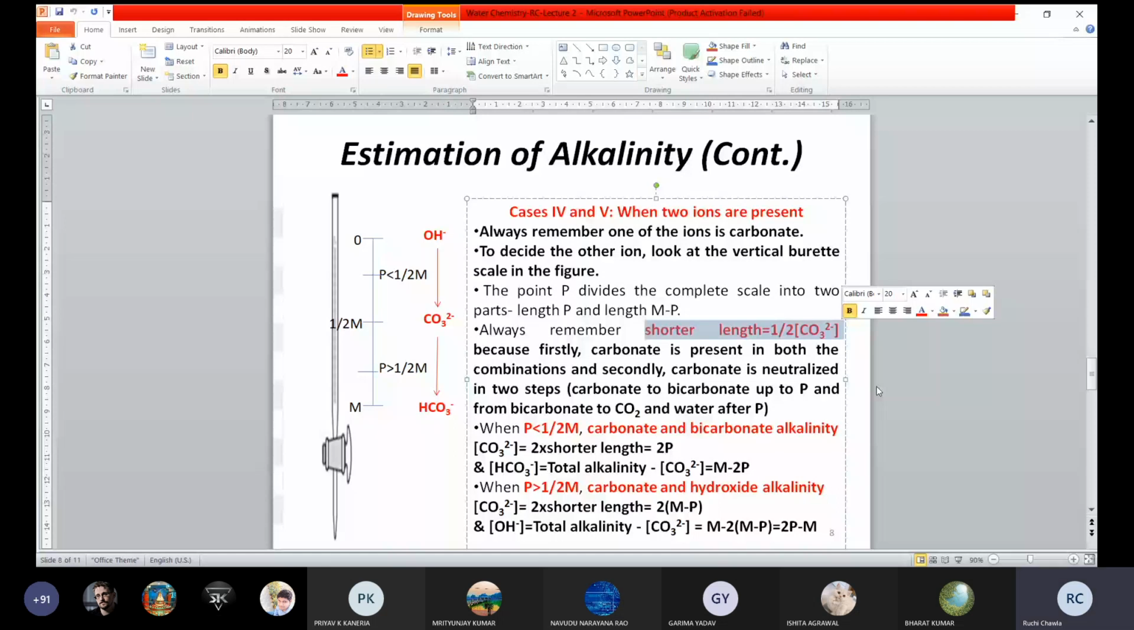And why are we saying that? We are saying that because carbonate is present in both the combinations. Number one, we know that. And number two, we also know that carbonate is neutralized in two steps. Half neutralization up to the phenolphthalein endpoint and the remaining half neutralization after the phenolphthalein endpoint. So because of these 2 points, we can say that the shorter length is going to be equal to half of carbonate strength. So you have to remember this as a trick. Clear?